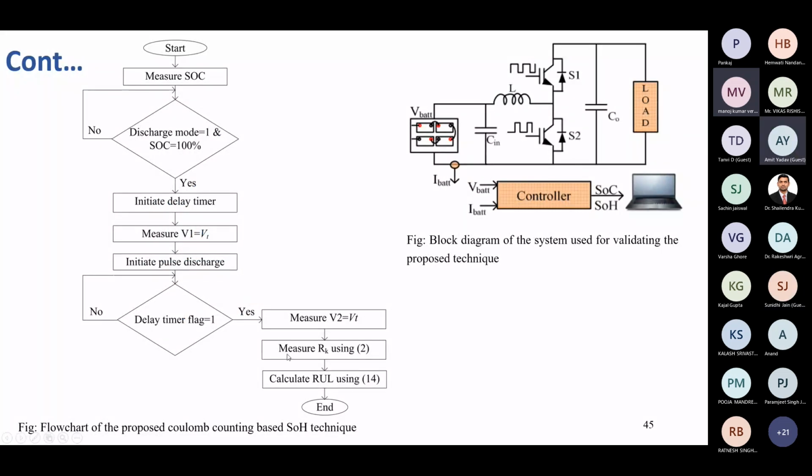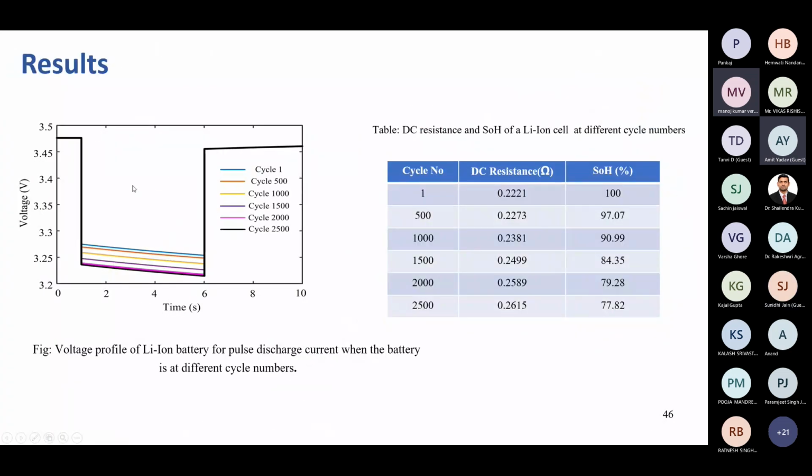And with this are the characteristics where we study the Coulomb counting based SOH method. And with this setup that we used, we used a converter to charge and discharge the battery, and we used a dSPACE controller to verify our algorithm. We have used a controller here, and we have results for SOH estimation.